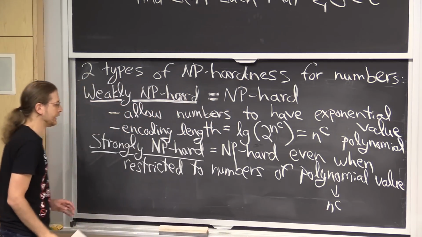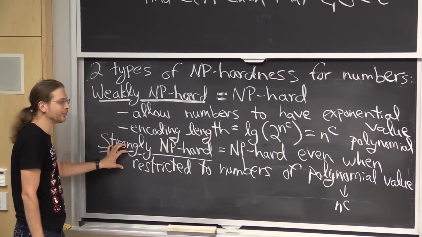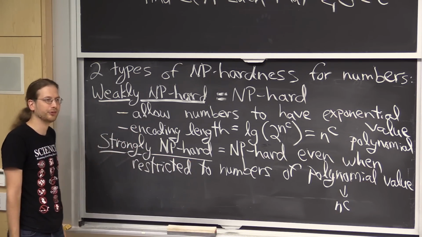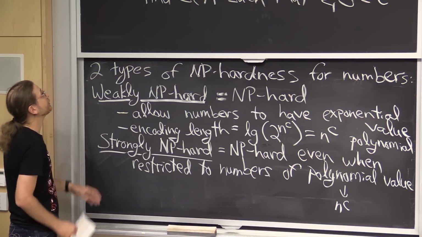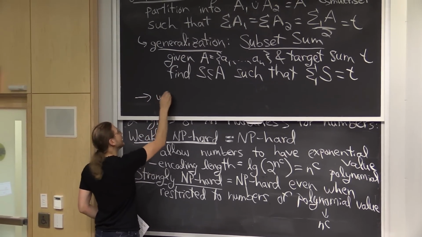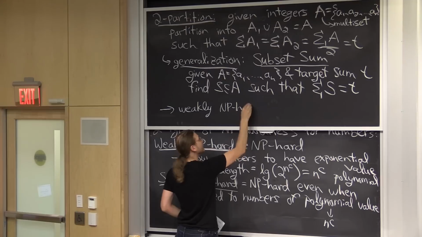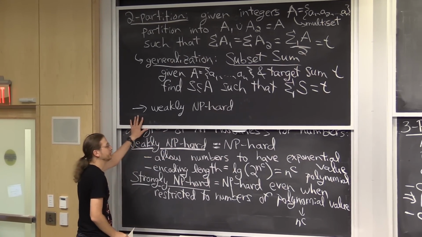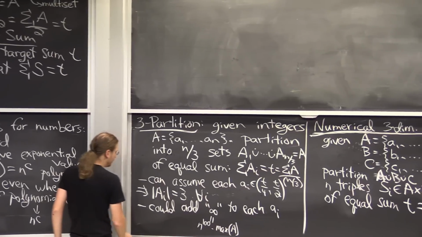Okay, so strongly NP-hard is stronger than weakly NP-hard. If you're NP-hard even when your numbers are only polynomial in size, then of course you're NP-hard when you allow the numbers to be as large as exponential. This is a weaker constraint on the problem. So to cut to the chase, two-partition up here and subset sum are weakly NP-hard. And if you believe that P does not equal NP, then it's not strongly NP-hard. That's the best you can hope for. Whereas three-partition and every other problem we talked about is strongly NP-hard.